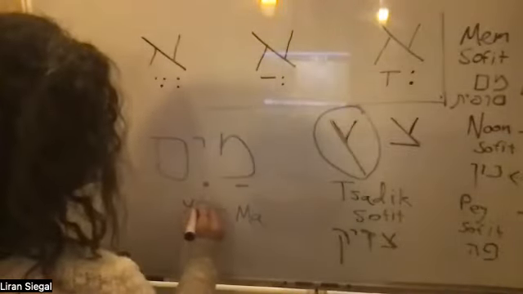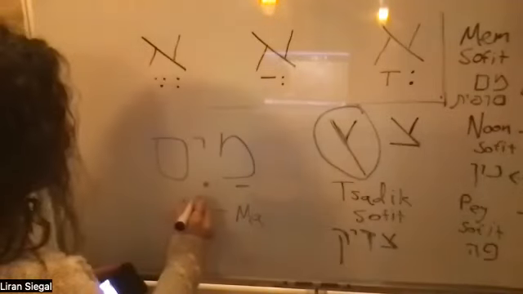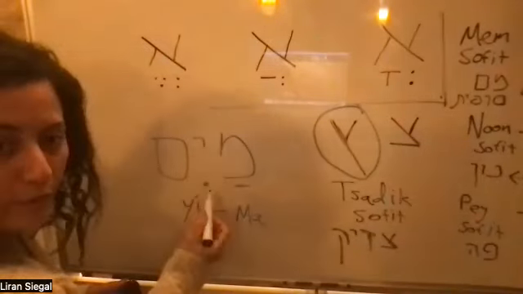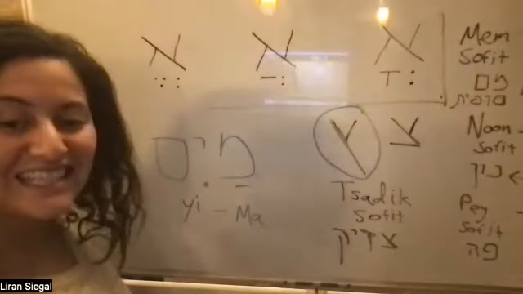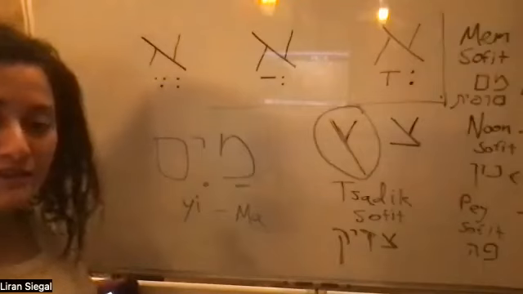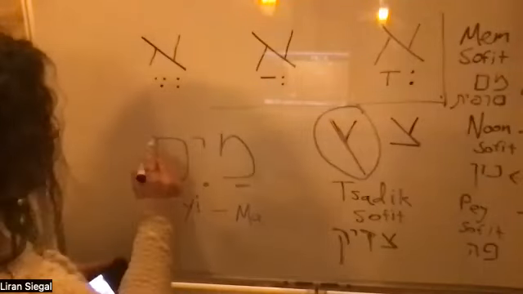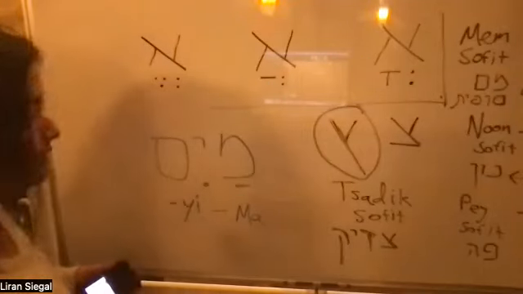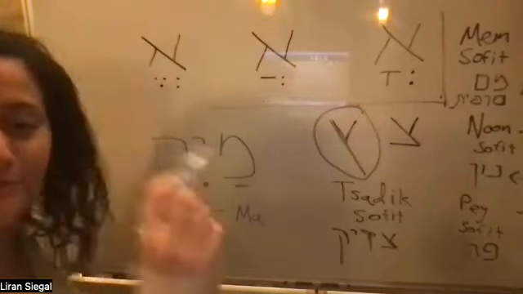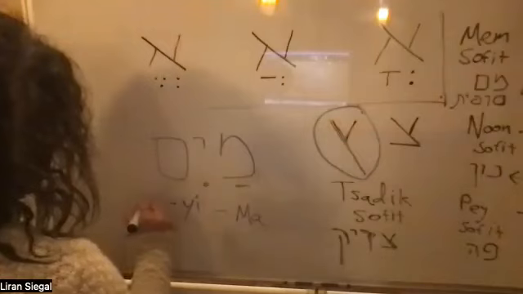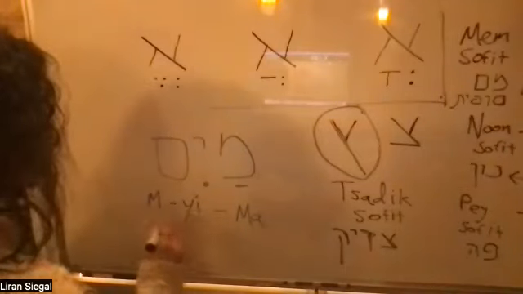Mayim. So it would be yi, because it's the yud, but with an e sound. So it would be yi. Uh-huh. And then it ends on a mem sofit. So what would that be? Mayim. Yes. So that's just an M. So you say ma-yi-m.